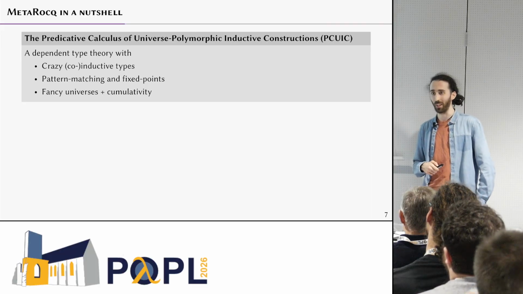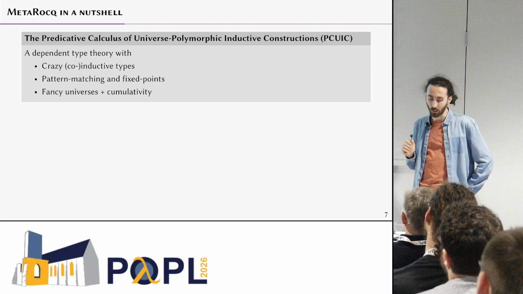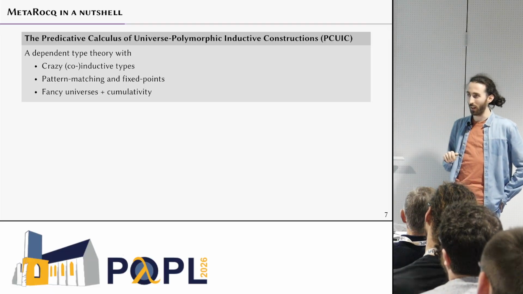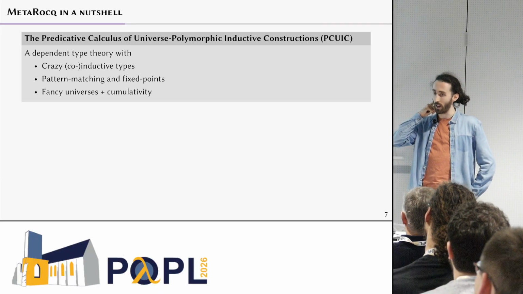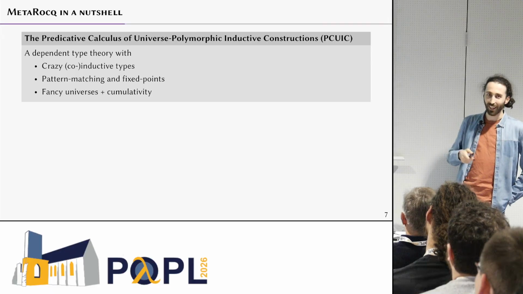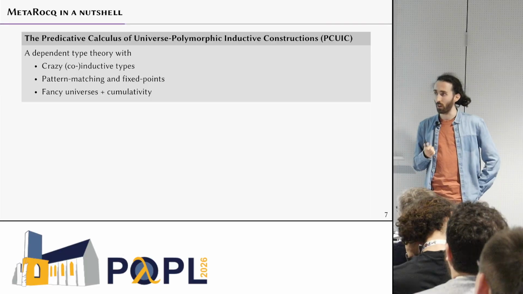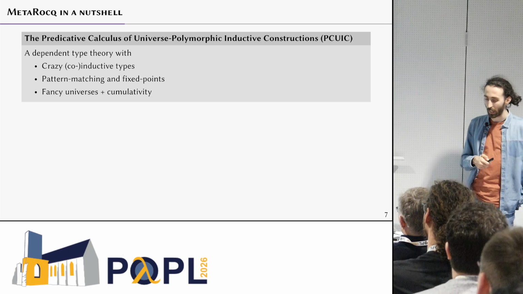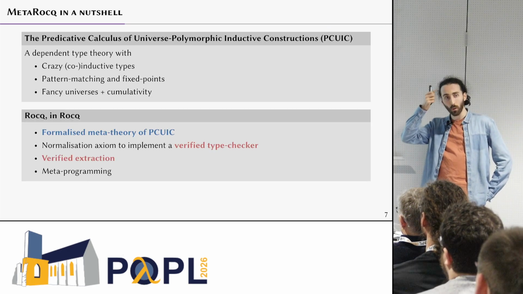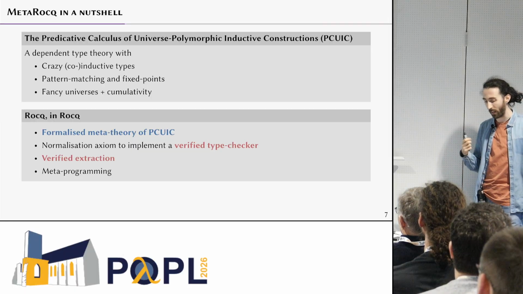I see people nodding in the audience. That's the way I think about it. And then there's this whole fancy universe conundrum and cumulativity, which is mostly hidden from users until it is not, and then you have the worst errors ever. But that's also quite a complicated thing, and that's also part of what's happening in PCUIC. And so the goal of MetaRocq is to describe and formalize all of that in Rocq.